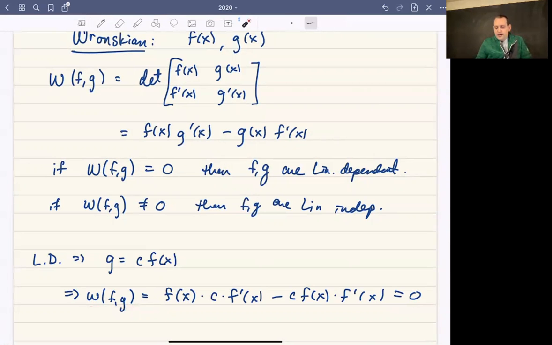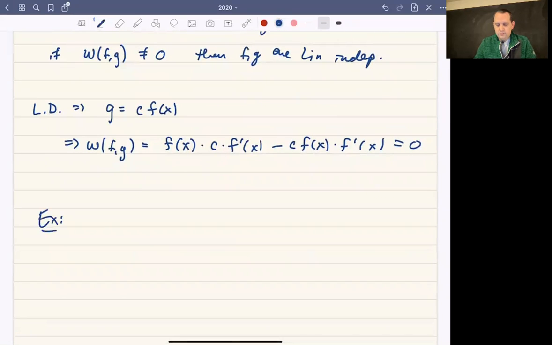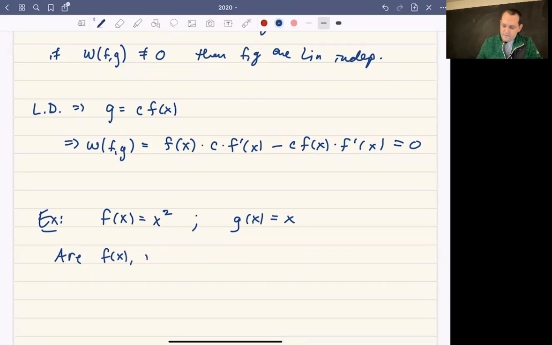If that doesn't happen, then the two functions are linearly independent. So for example, you can look at, say, the functions x and x squared. Let's say f of x is x squared, g of x is x. And then the question is, are f and g linearly independent?